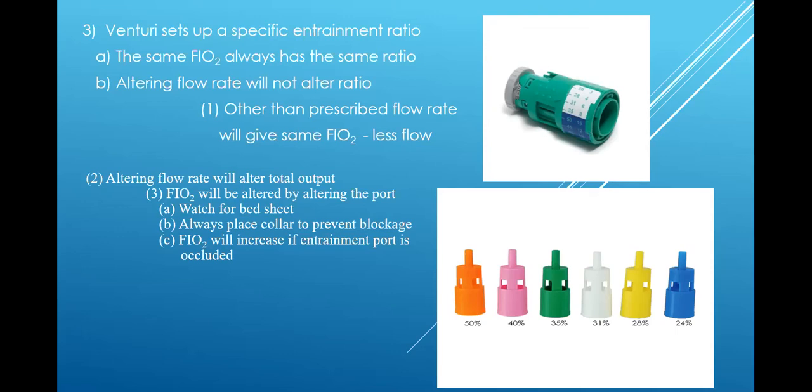So that's how you do it. You just look at it all the same. They just made them a little bit different. You can figure it out, okay? And then these are the ones I just showed you here. The color ones. The orange one is 50%. Pink one was 40. 35 for green. 31 for white. 28% for the yellow one and 24% for the blue.